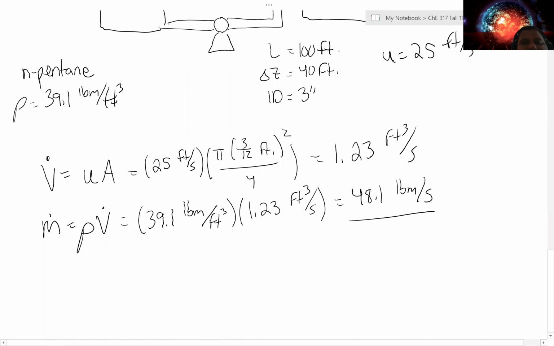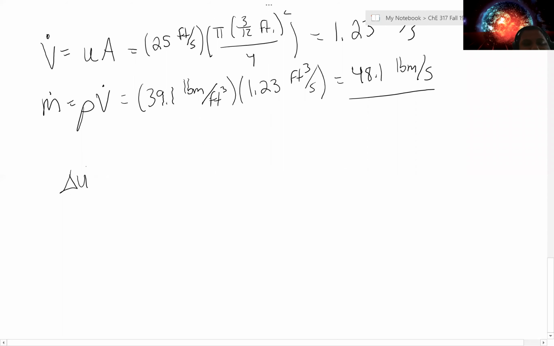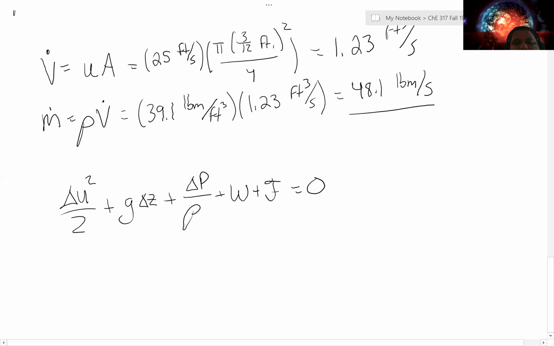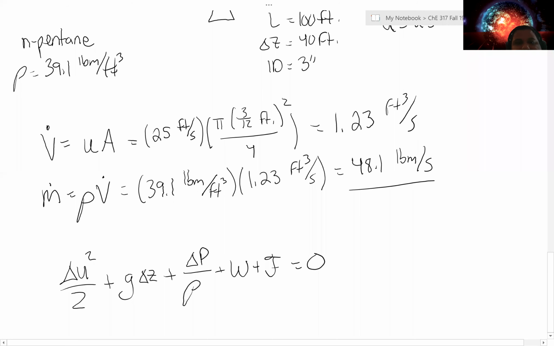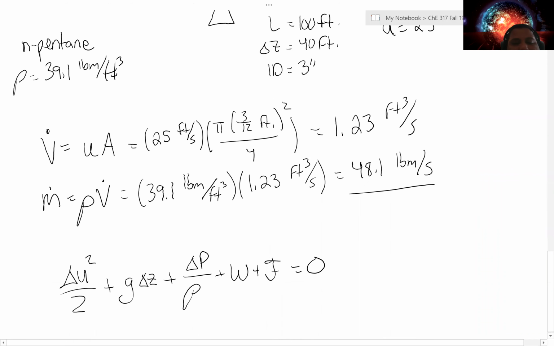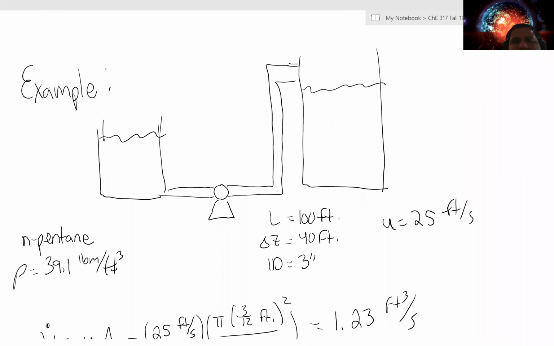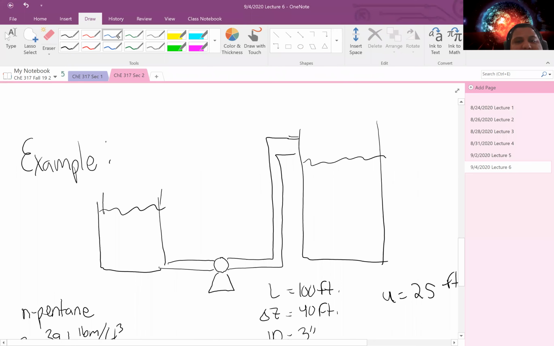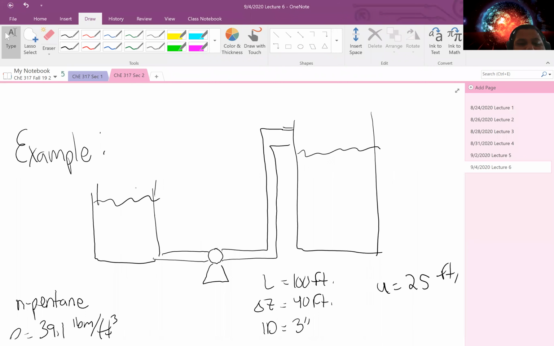So what I do next is I would write out the Bernoulli expression and ask myself which values I can neglect for this calculation. Now, one of the things I also like to do is define points in terms of where I'm going to be doing the Bernoulli balance. I typically choose the top of the tank and the discharge for these types of problems.